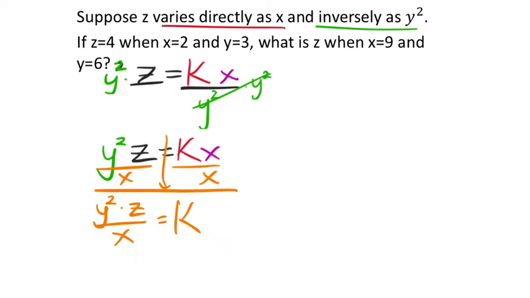So for the k, we do have some values that we started out with right here. I guess I'll do these in blue. I have a z value there that's 4, so I take my z and replace it with 4. I'm just solving for k, right? I have an x value that's 2, so replace the x in the denominator with 2. And then the y value is 3. Again, this is going to go in as 3 squared, though.